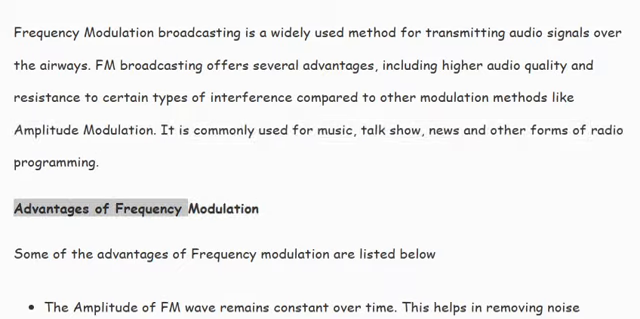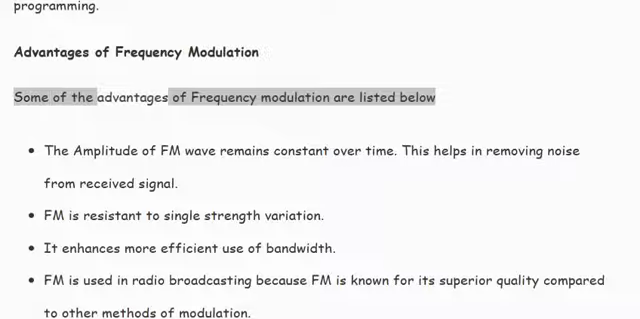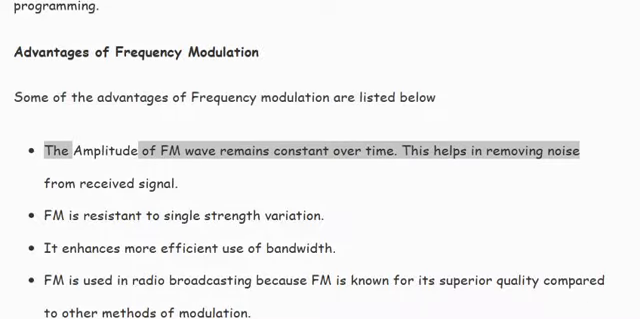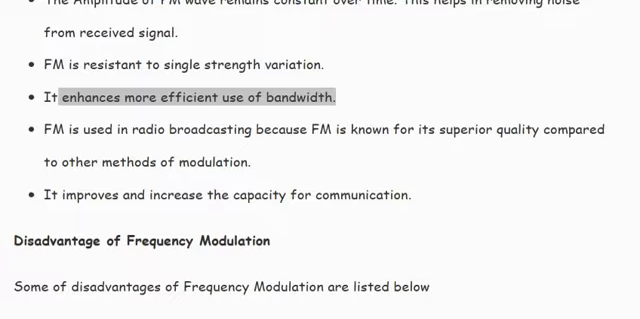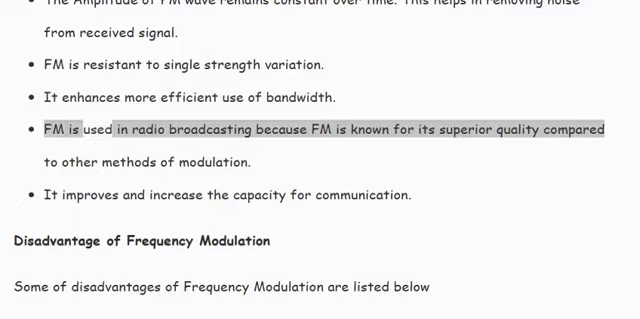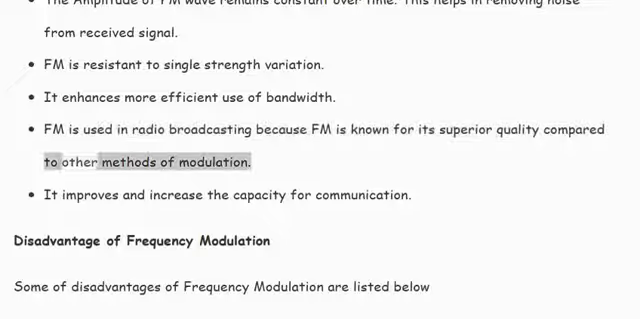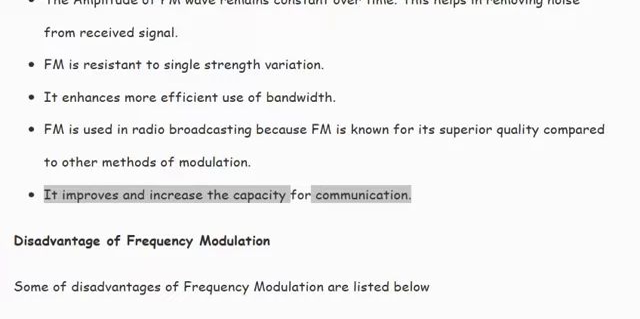Advantages of frequency modulation. Some of the advantages of frequency modulation are listed below. The amplitude of the FM wave remains constant over time. This helps in removing noise from the received signal. FM is resistant to signal-strength variation. It enables more efficient use of bandwidth. FM is used in radio broadcasting because FM is known for its superior quality compared to other methods of modulation. It improves and increases the capacity for communication.